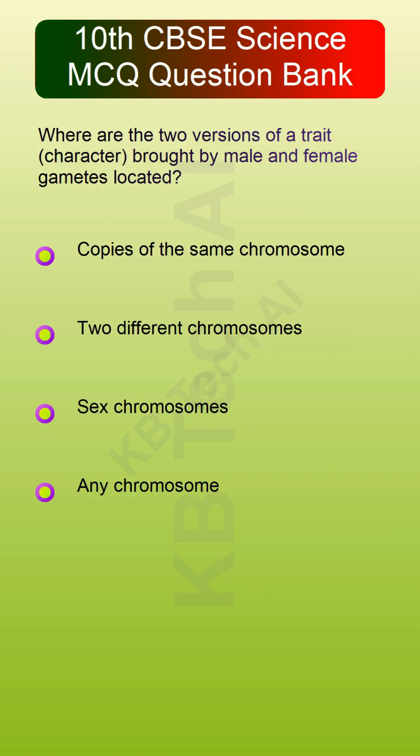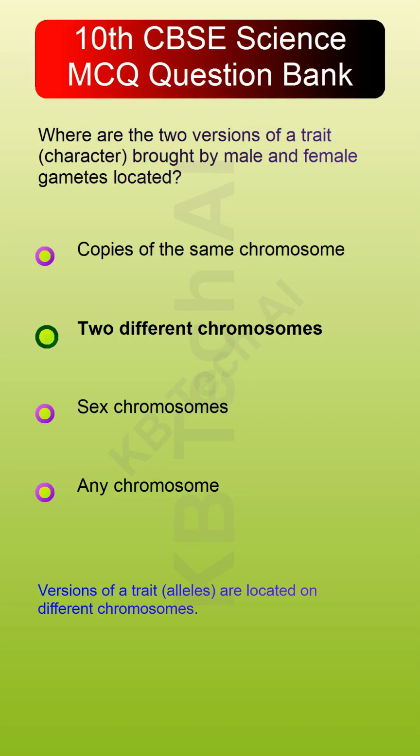Where are the 2 versions of a trait, character, brought by male and female gametes located? Option 1, copies of the same chromosome. Option 2, 2 different chromosomes. Option 3, sex chromosomes. Option 4, any chromosome. The answer is, option 2, 2 different chromosomes.